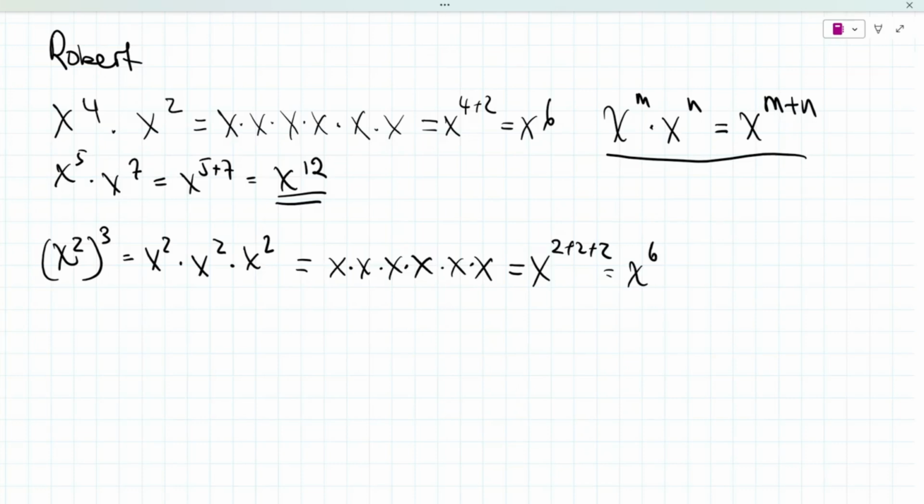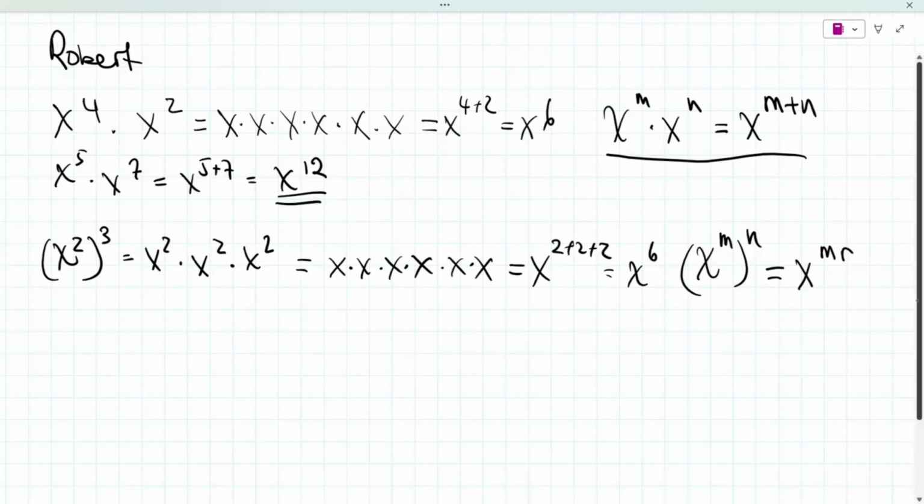x to the power 6. And therefore, in general terms, if you have a number x to the power m, and this is raised to the power n, the final answer you get is x to the power m multiplied by n. Just like we saw in this example here, x squared to the power 3 is the same as x to the power 2 times 3, which is x to the power 6.